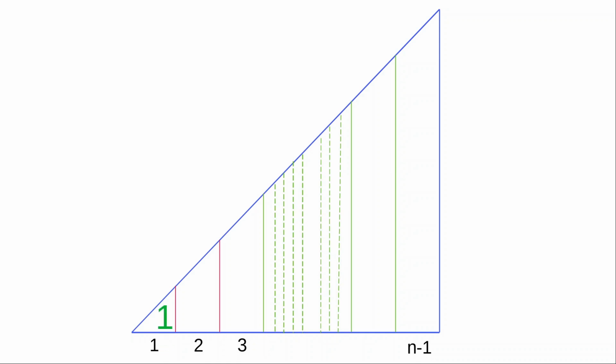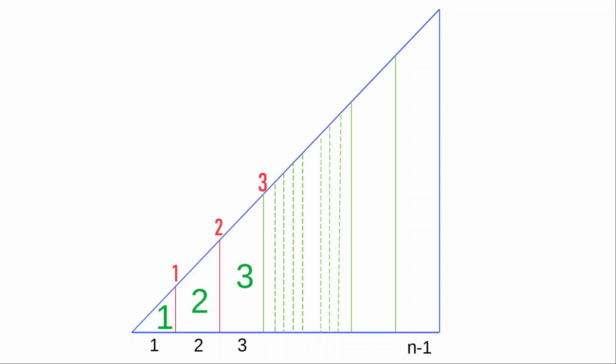Now, area number 1 is a triangle. It has a base of length 1 and a height of length 1. Area number 2 is a trapezoid. It has a base of length 1 and the heights of the sides are 1 and 2. The trapezoid 3 has a base of length 1 and the sides are of length 2 and 3.